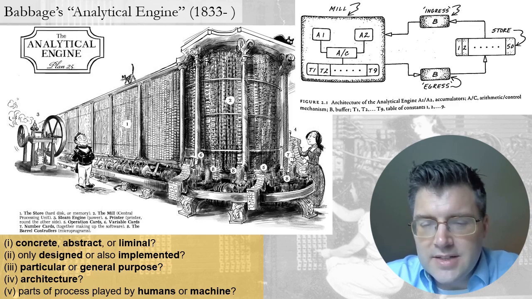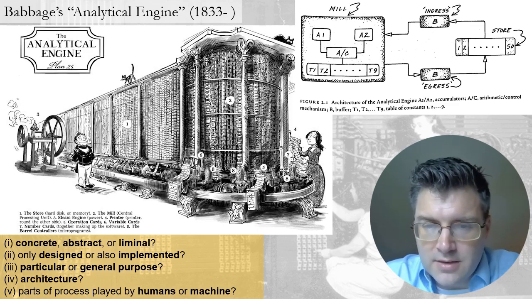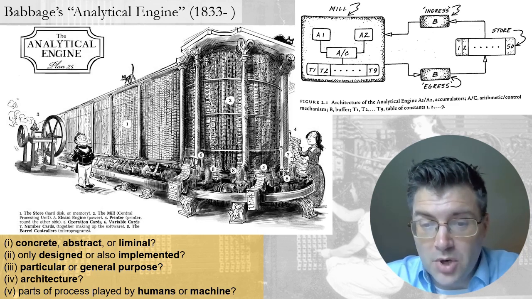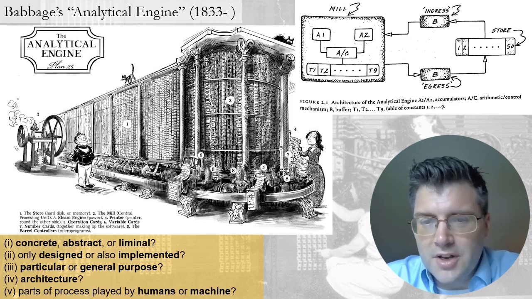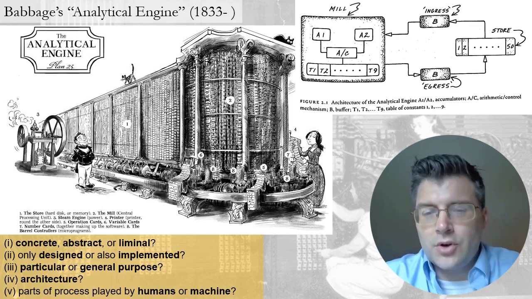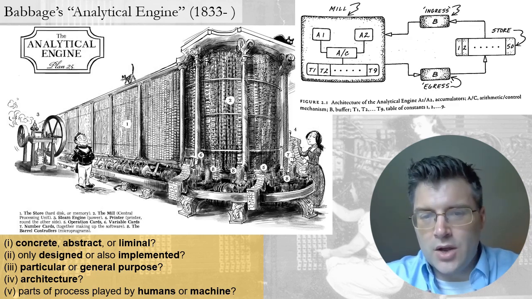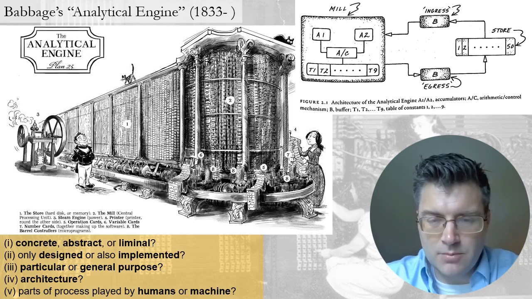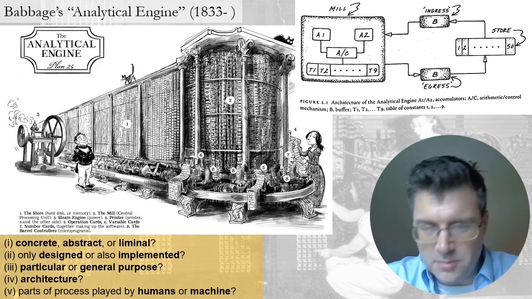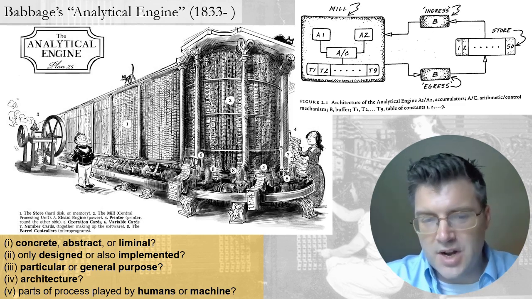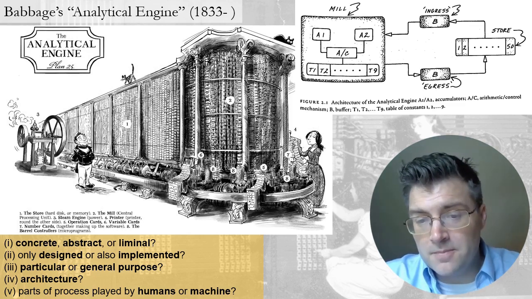That there was a part that did processing. Today we might call it a processor. And there was the part that stored either input data, or data that had been input in some way, or data that had been already processed in some way by the mill, by the processor. And so the store is kind of like what we would today call memory.